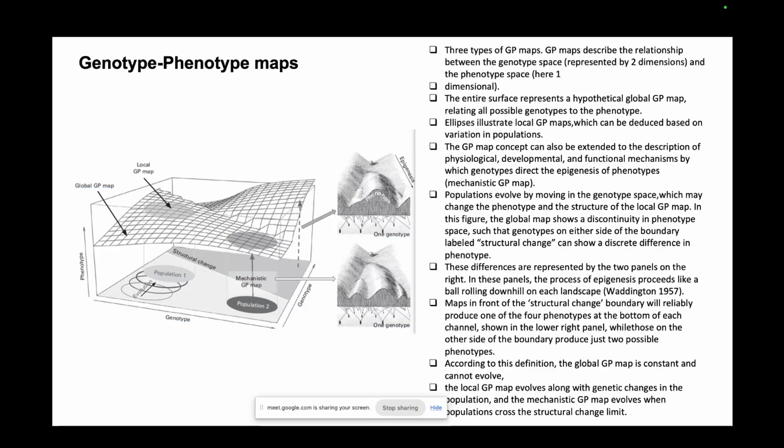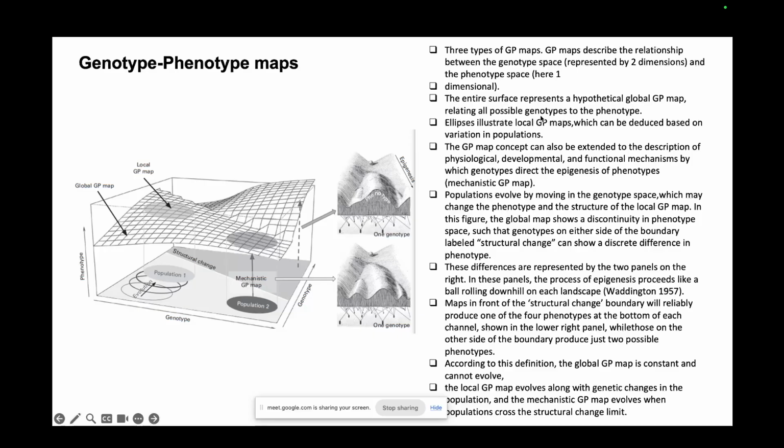So what is it? It basically describes the relationship between the genotype space and the phenotype space. So your genotype space is two-dimensional and your phenotype space is a single dimension. So together it makes a three-dimensional kind of a plot.